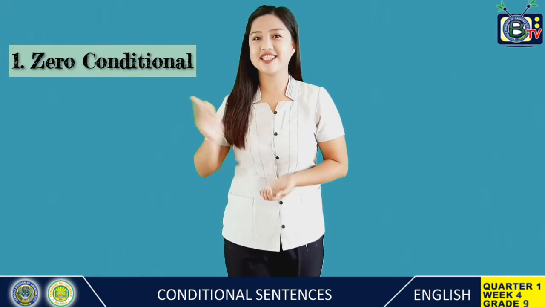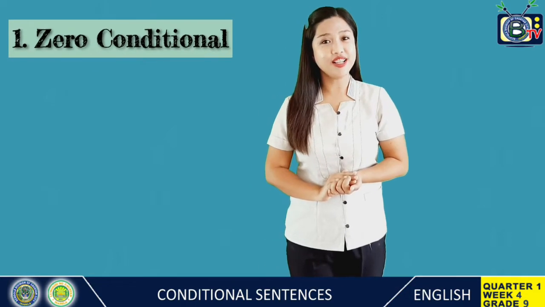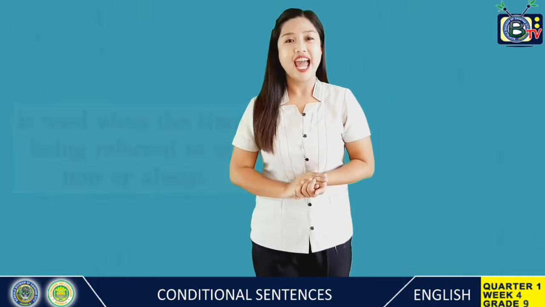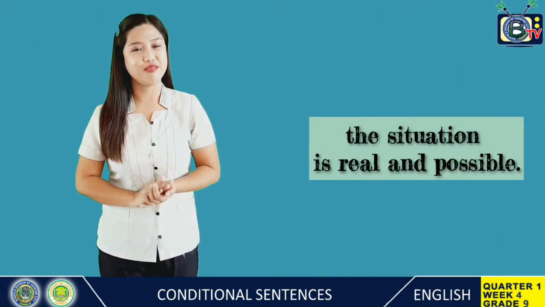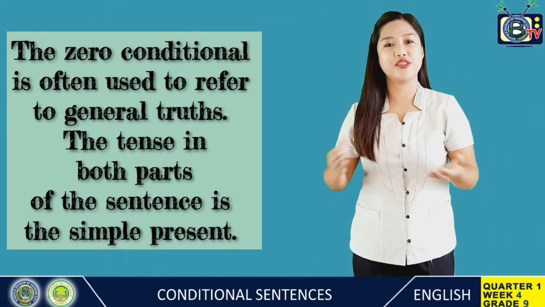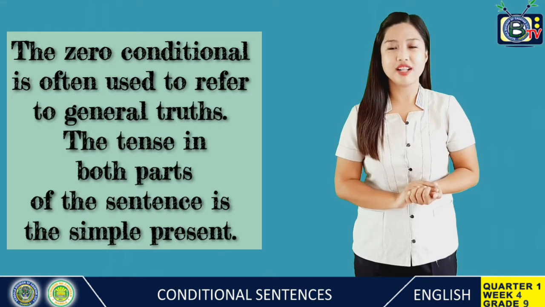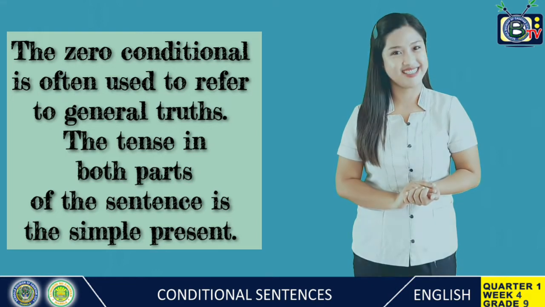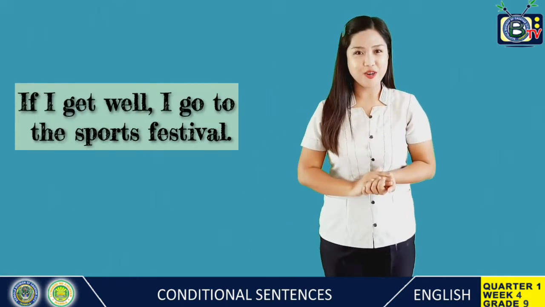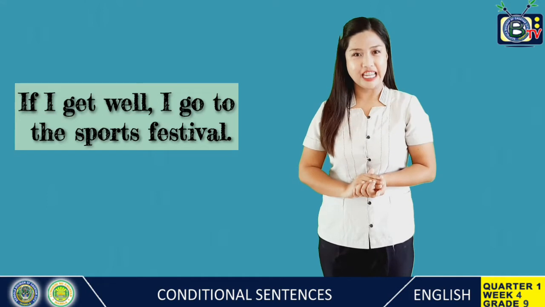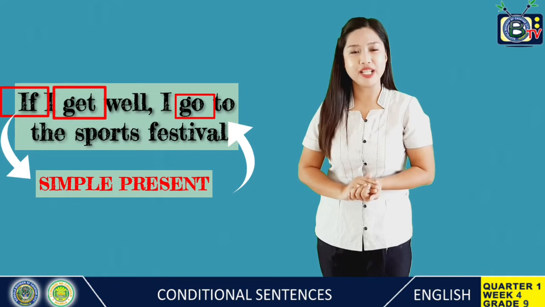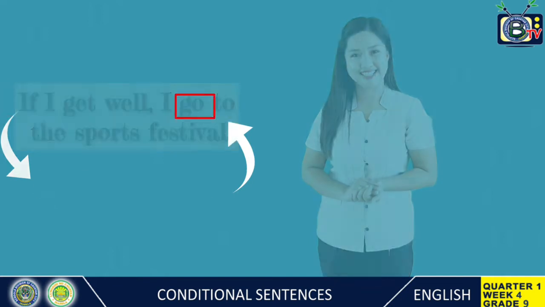The first one is the zero conditional. The zero conditional is used when the time being referred to is now or always, and the situation is real and possible. The zero conditional is often used to refer to general truths. The tense in both parts of the sentence is in the simple present. If I get well, I go to the sports festival. If plus the verb in the if clause is in the simple present, and the verb in the main clause is in the simple present.